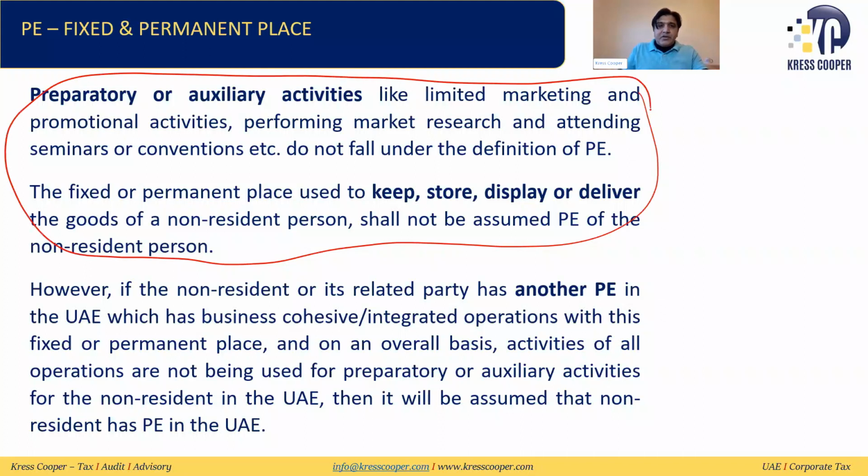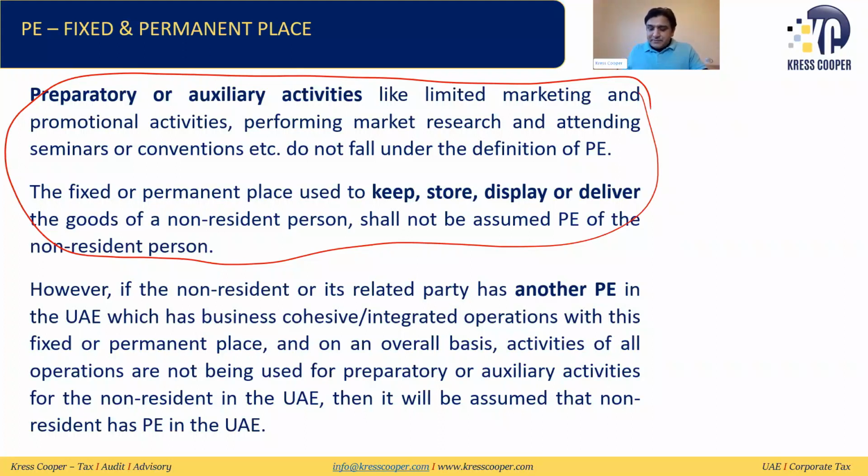These are auxiliary or supporting activities to the non-resident person. If these auxiliary or supporting activities are being provided to the non-resident person, then it will be assumed that the non-resident person does not have any PE in the UAE. There's one important thing that has been given in the law.